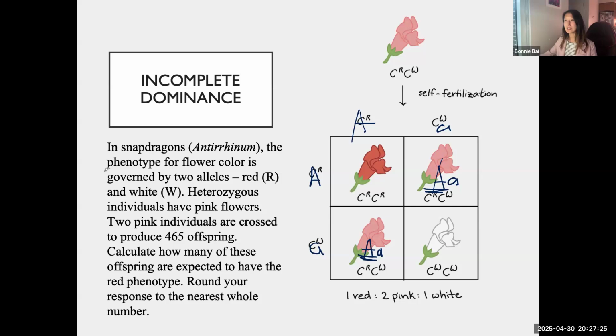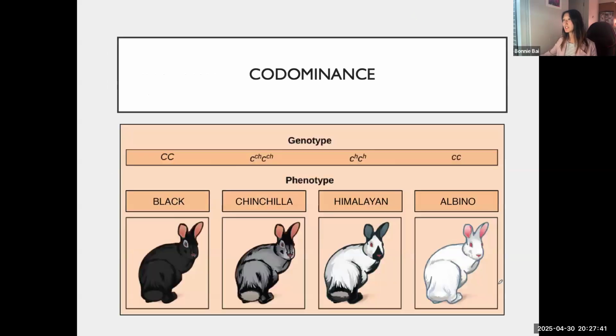So in that case, if you're doing the calculations, then instead of a 3-to-1 ratio of the phenotype, it'll be a 1-to-2-to-1 ratio of the phenotype because they don't all have the same trait anymore. Okay, so that's incomplete dominance.